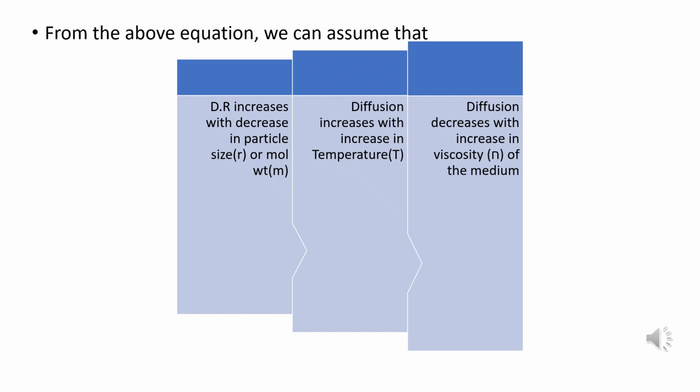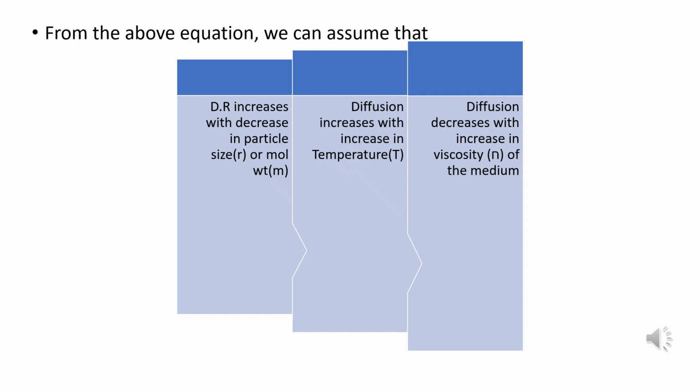The second assumption we can make is that the diffusion will increase with increase in temperature. That means the temperature provides kinetic energy to the colloidal particles. So higher thermal energy means it will speed up the random motion of the particles, and it will lead to a higher diffusion rate. In short, we can say that heating a system will speed up the diffusion rate.